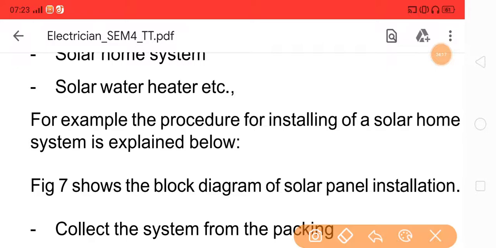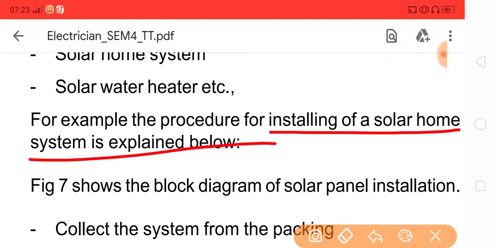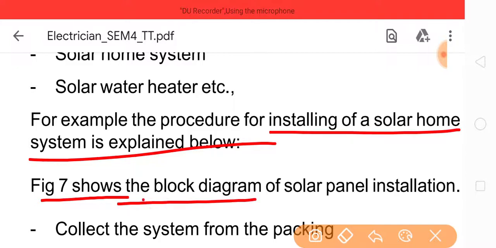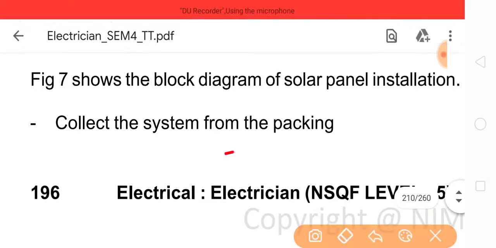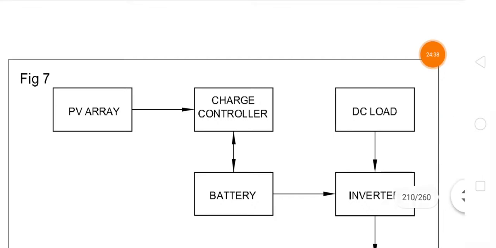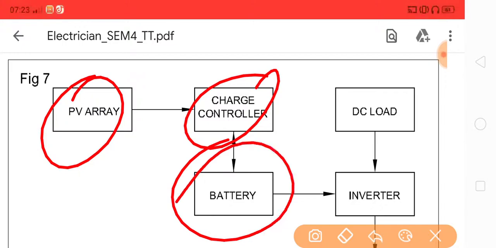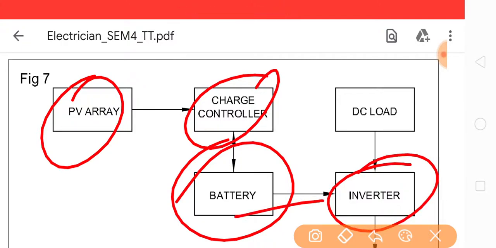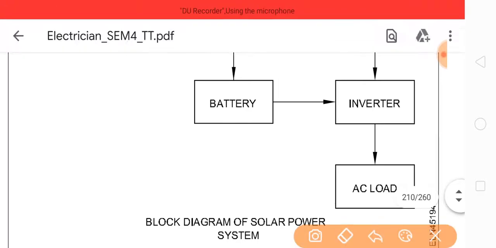For an example, the procedure for installation of a solar home system is explained below. Given below is a block diagram of solar panel installation. Collect the system from the packing. Given below in the pictures: this is the PV array and charge controller, and the charge controller is connected to the battery, the battery to the inverter, and the inverter is connected to the DC load and to the AC load.